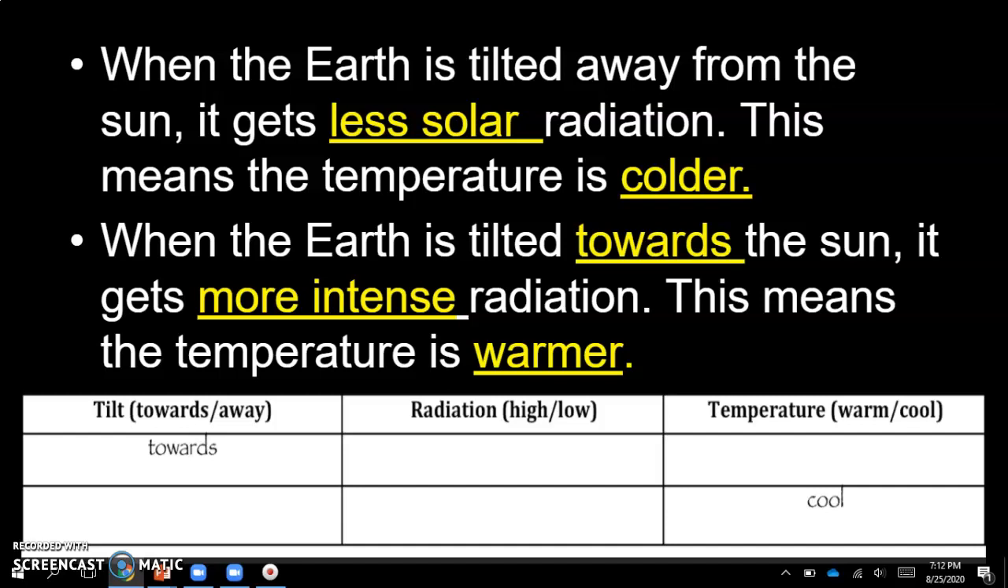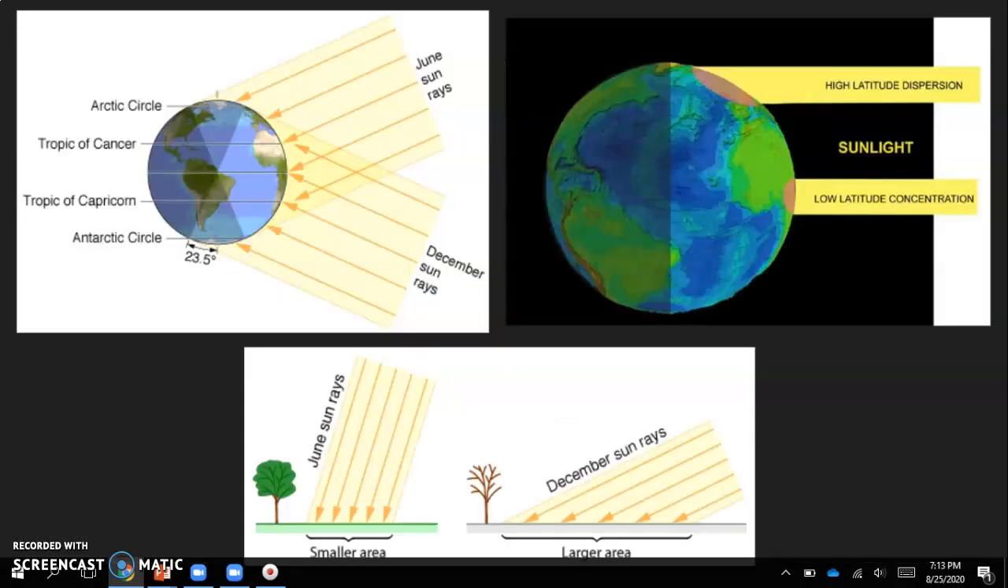It's been upper 80s, 90 degrees here recently. But when the Earth is tilted away, there's less radiation, and that means the temperatures will be colder. So if we're tilted towards the sun, we've got high radiation and warmer temperatures. If we're tilted away from the sun, we've got lower radiation and cooler temperatures. And this is just kind of an example of what I'm talking about.